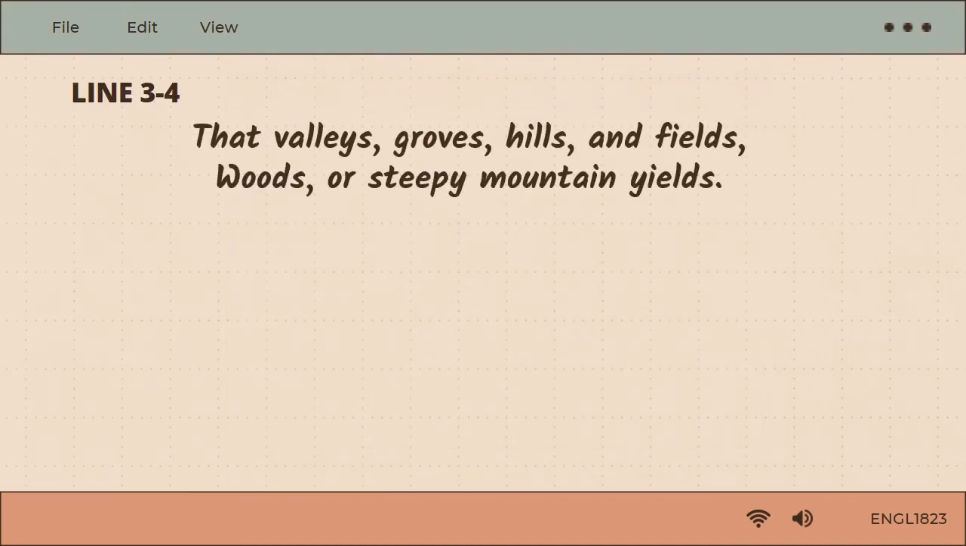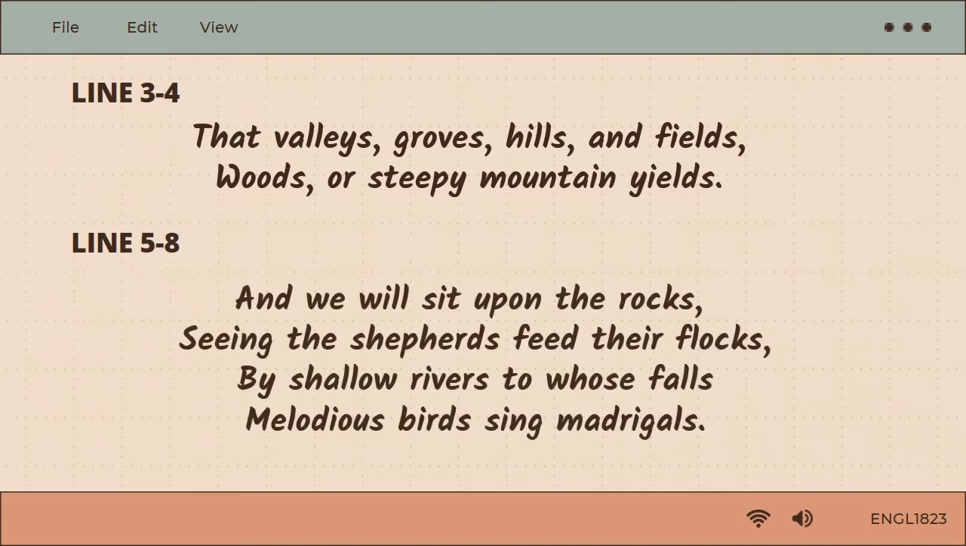In lines 3 and 4, the speaker promises all the pleasures of valleys, groves, hills, and fields, woods, steepy mountains. That's a lot of different kinds of scenery, which the speaker hopes translates into a lot of different ways to enjoy oneself. While in lines 5 to 8, "And we will sit upon the rocks, seeing the shepherds feed their flocks, by shallow rivers to whose falls melodious birds sing madrigals." Not only is nature beautiful, it is also relaxing, peaceful, and safe. The image here of the two lovers sitting on rocks by a river, watching sheep graze in the fields nearby to the tune of birds singing, is designed to be both beautiful and soothing.